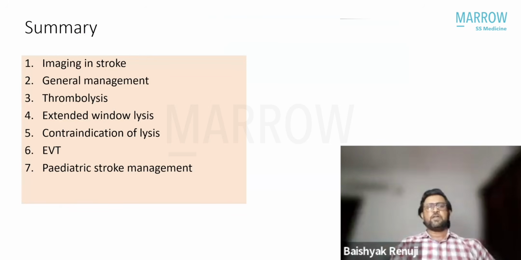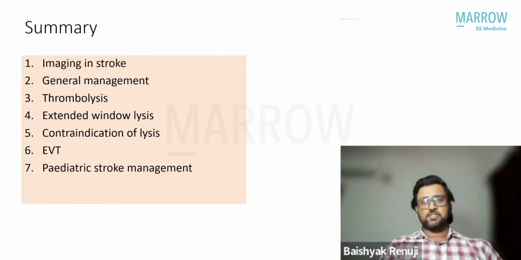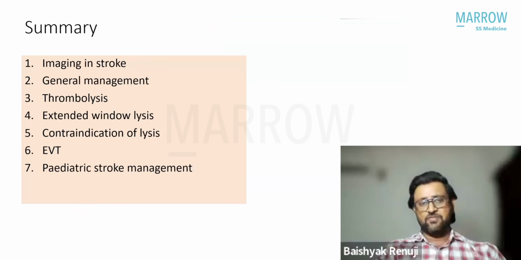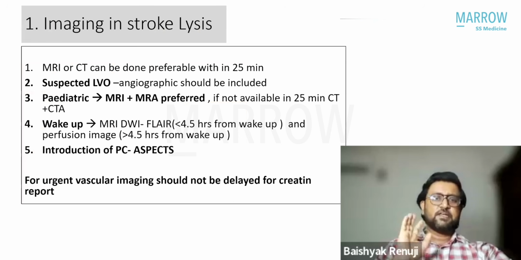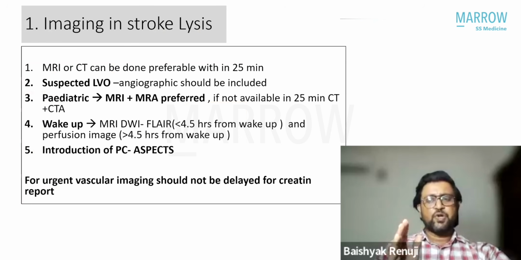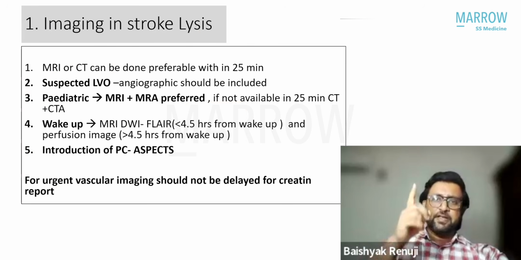We have discussed the imaging of stroke, general management, thrombolysis, extended window lysis, contraindications of lysis, EVT, and pediatric stroke management. I'll just summarize all the things we have discussed. Imaging in stroke, basically it is MRI or CT, whichever you can do within 24-25 minutes is best. Within that time, that has to be done. Suspected LVO, always go with angiographic imaging. But if you have delay in doing angiography, lysis first, then do angiography. Pediatric, where MRI is a must.